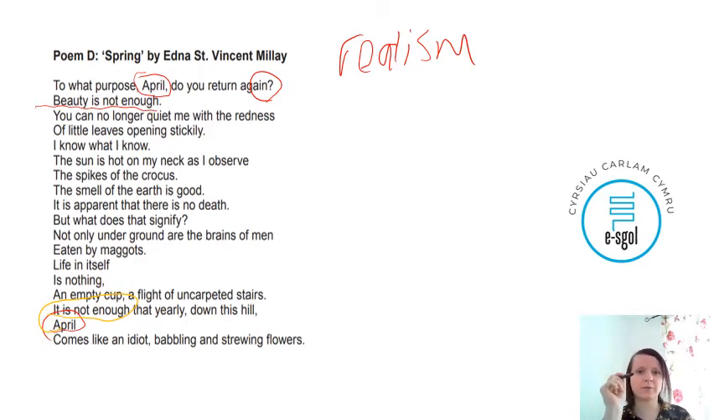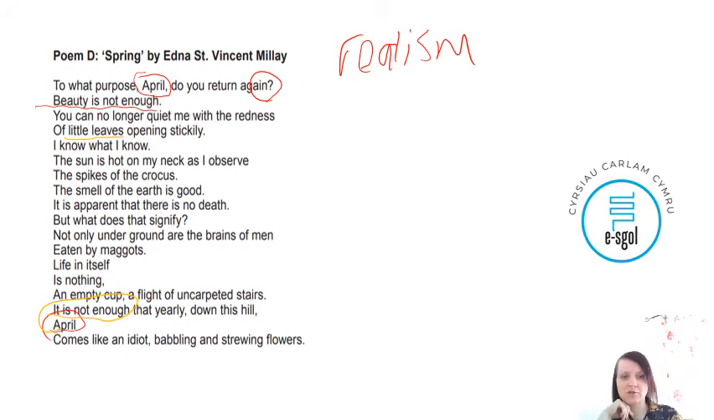Towards the end, if we keep going through, so you can no longer quiet me with the redness of little leaves opening stickily, okay? And even just the tone of the little leaves, it lacks importance. So if we're looking at the way in which they're being presented, that shows some real significance as well. And this sense of the poet having more knowledge than April, than spring, saying, I know what I know, okay? We get a sense that here Millay is really trying to provoke when it comes to her challenges towards spring here, okay?